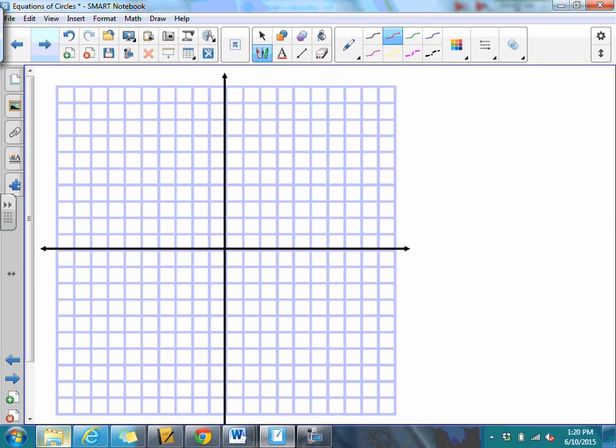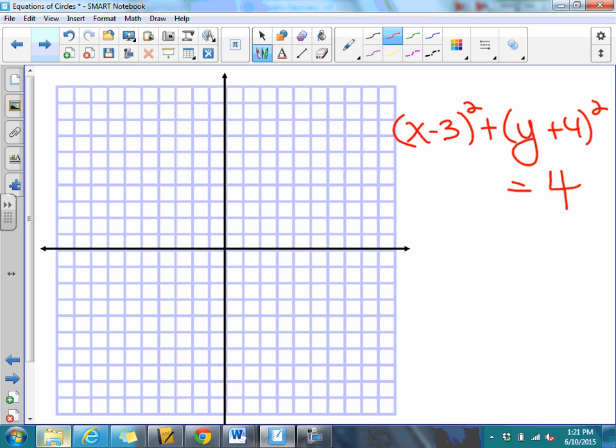Alright, so what I want you to do is skip down because you're going to try this couple, but I want to talk about the graphing part. So the first one says x minus 3 quantity squared plus y plus 4 quantity squared equals 4. Okay, so those are the steps that we just took to identify center and radius. You need to do it again for me.